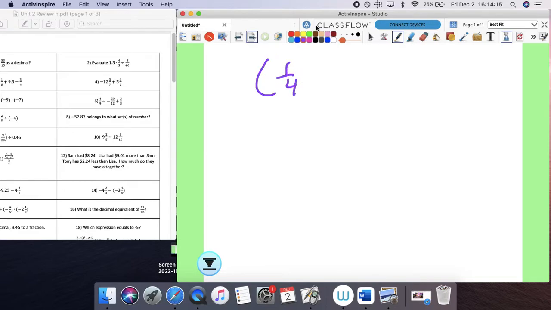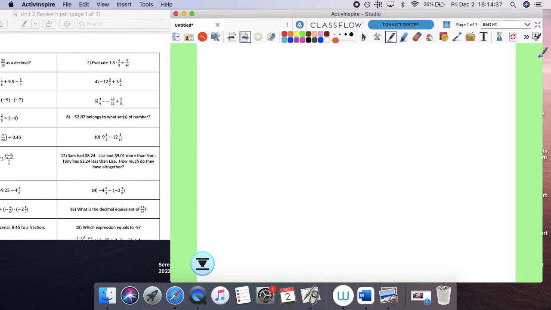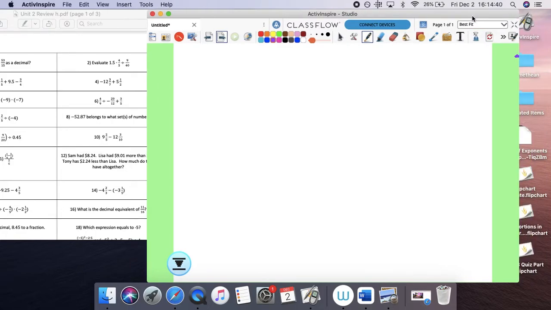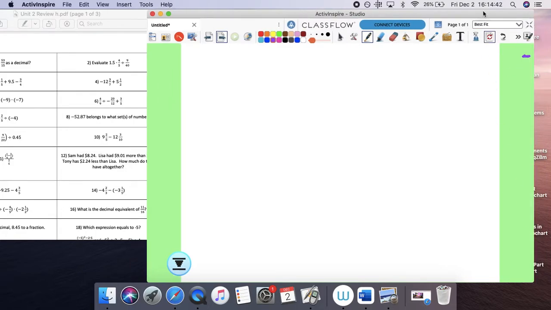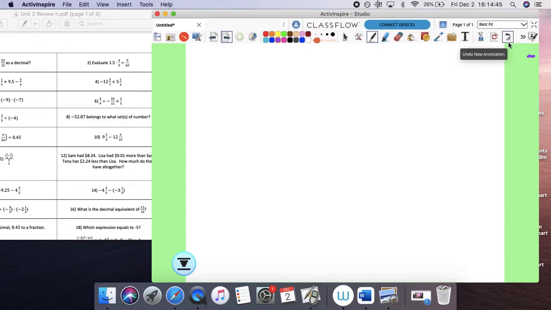1 over 4, it looks like, minus, let me make this a little bigger. 1 over 4 minus, what is that, 3/5? Okay, over 5 over 6. So, manually again, I'm going to take care of my numerator. Hang on a second, guys. I need to find my button. That's the back button. There we go.